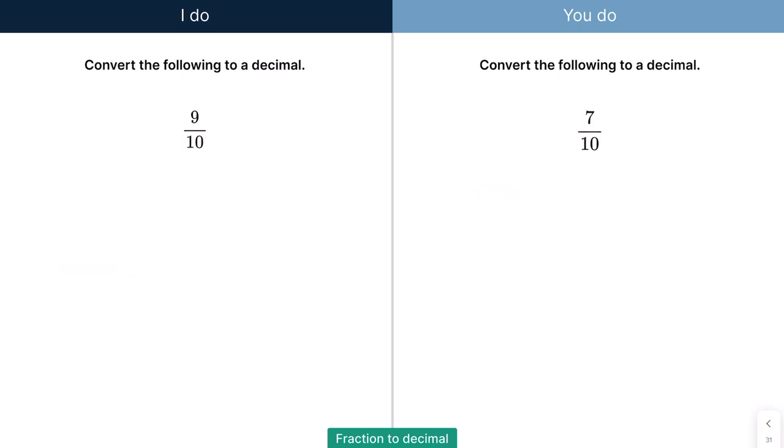Now moving on, here it's different. We're dividing by 10, which means we just hop the decimal once. And again, here, we're just dividing by 10, so we just hop the decimal once. Now here it's a little bit different. We don't have a 10, so we can't just hop the decimal.